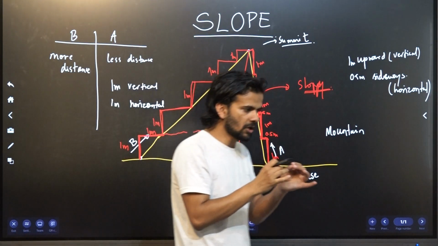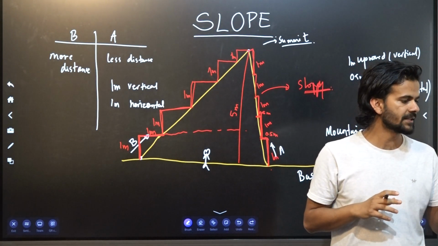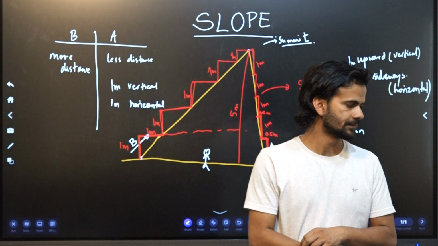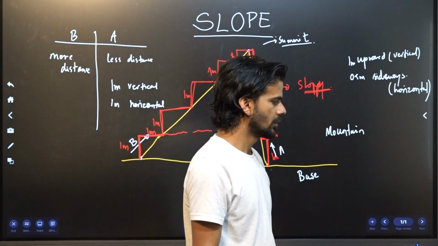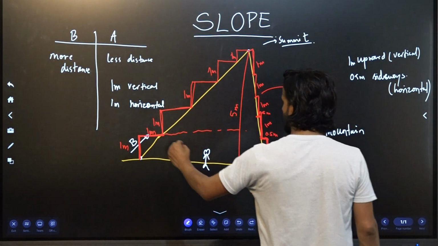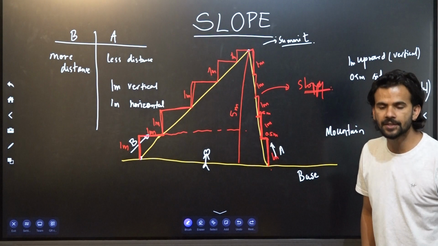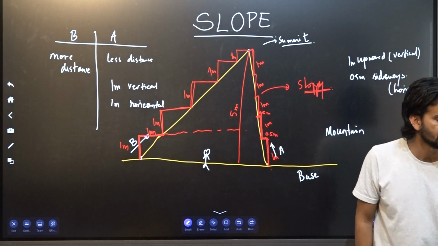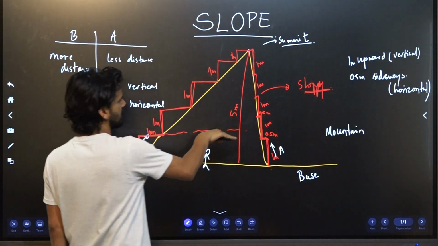So whenever we talk about slope, we talk about one distance or two distances, because an individual is covering vertical distance also, horizontal distance also, isn't it? In both cases, a person is going vertically upward and horizontally this way.